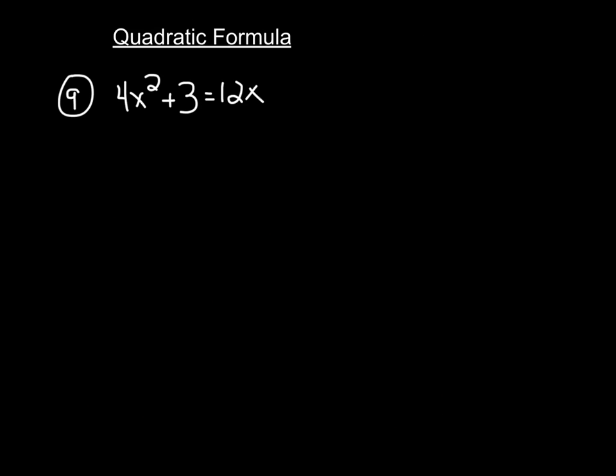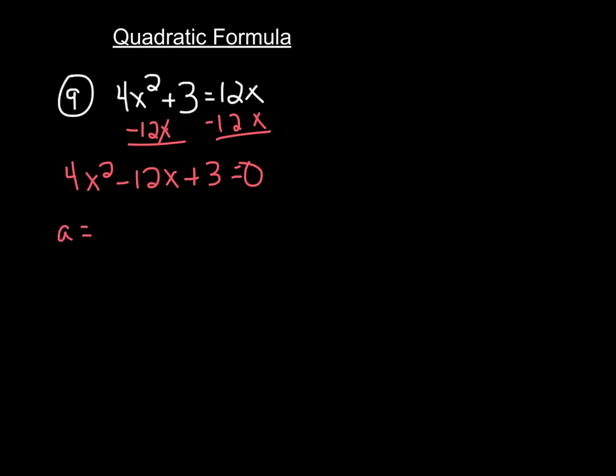We also have to solve number 9 using the quadratic formula. So with the quadratic formula, you first want to set the equation equal to 0. If you subtract 12x from both sides, that's going to leave us with 4x squared minus 12x plus 3 equals 0. If you like to label your a, b, and c, your a is going to be 4, your b is negative 12, and your c is 3.